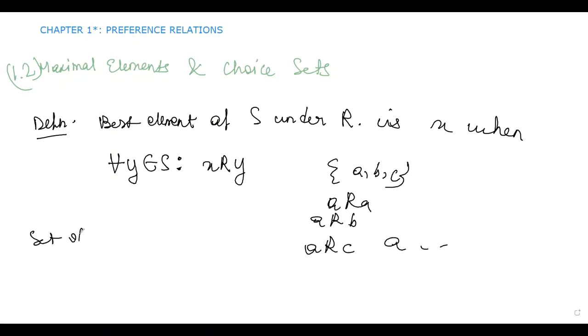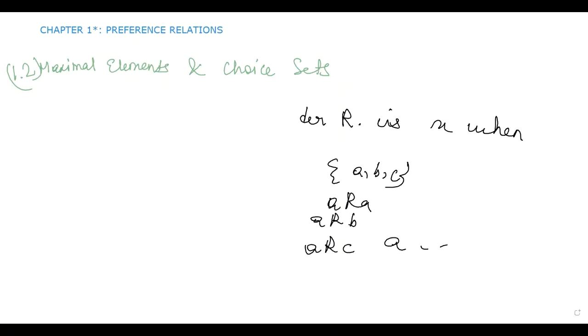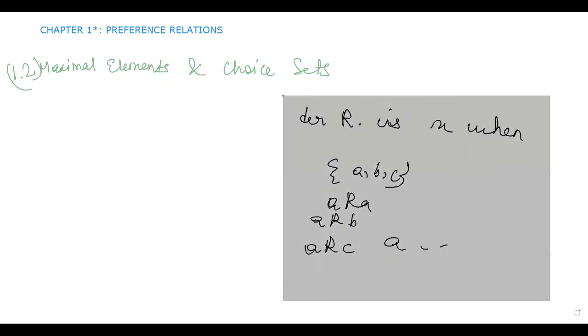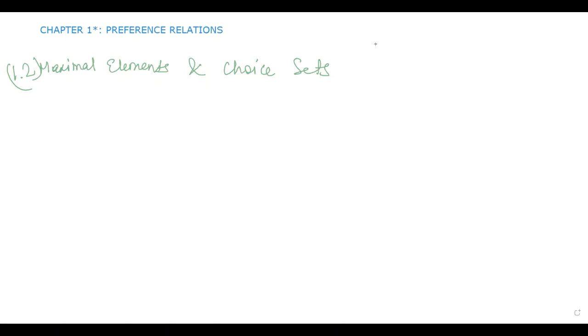And the set of best elements is called the choice set. It is denoted by C(S, R), the set and the relation. These are very basic definitions. And two comments are made here in the book. The first, of course, is that the choice set is a subset of the maximal set. Prove this lemma. Let's call it a lemma. I don't think it's given as a lemma in the book, but we can call it one. The choice set of S under R is a subset of the maximal set.